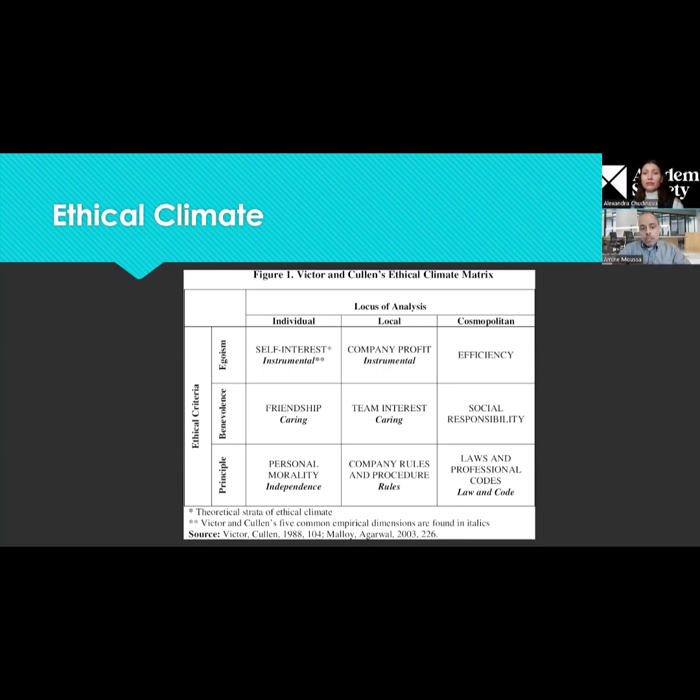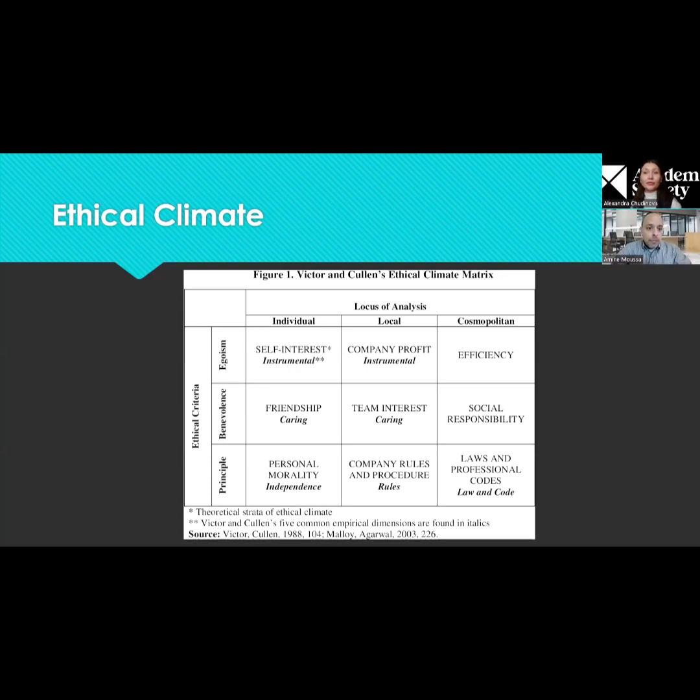Some individuals are self-focused, and that goes under the individual analysis. Then we have the local analysis, and we have the cosmopolitan analysis. I'm going to take just a few examples. For example, if I want to mix egoism as an ethical criteria and the individual locus of analysis, obviously the result would be a very self-centered climate where everyone is all about themselves, and this we call the self-interest climate. If we take a bigger focus, a bigger lens, and we look at the local locus of analysis, where we're referring to the company itself, here all the focus is centered around the company profit, right?